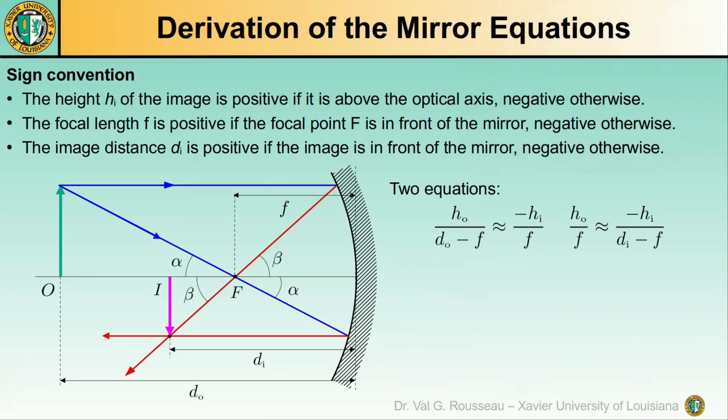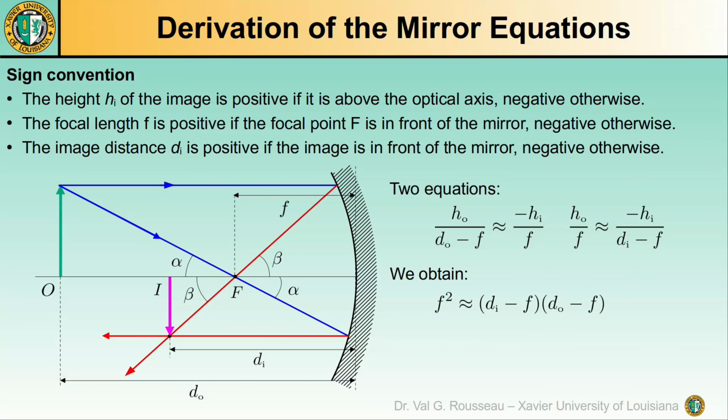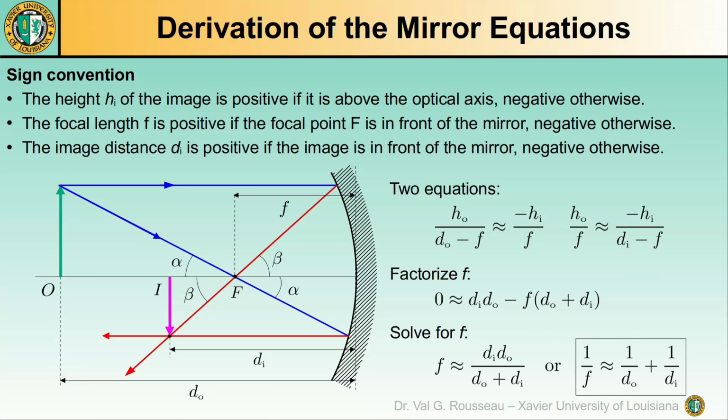Now let us look at the two equations. We can get rid of the object's height and the image's height by dividing the first equation by the second one. Then we can rearrange it by moving the left denominator to the right numerator and the right denominator to the left numerator. So we obtain this equation, which we can expand. Then we see that the square focal lengths cancel out and we can factorize the rest of the equation by f. Finally, we can solve for f and we obtain our first mirror equation.